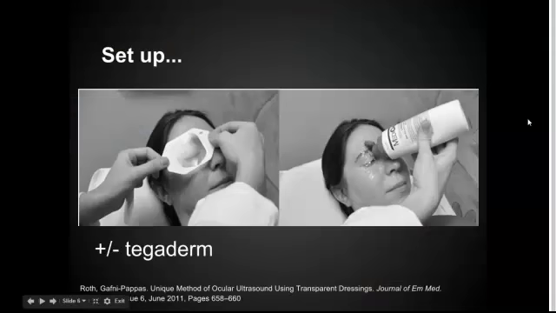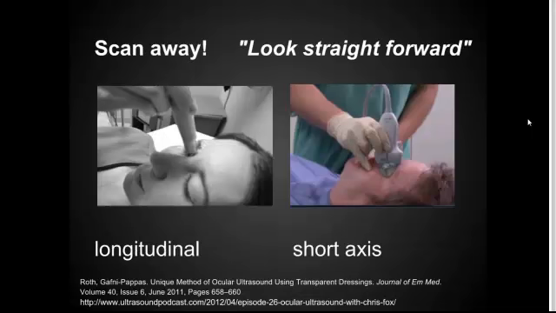Next, you can consider using a Tegaderm. Some people, just knowing where their probes have been, would like some kind of protection against the eye, and also just not to get gel in the eye. So one method brought up by this paper below is to put a Tegaderm over the eye and then put gel on top of that. After that, you're ready to scan away.